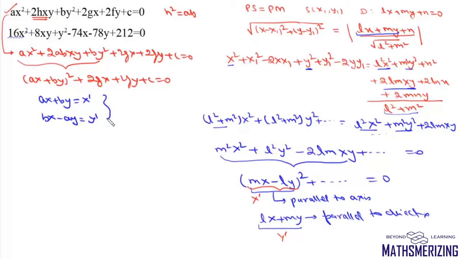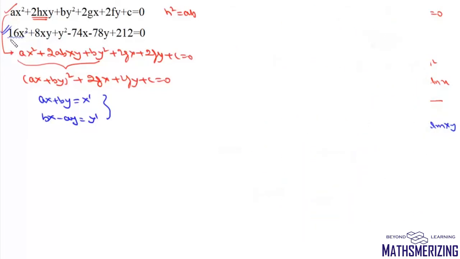So now we'll solve this question. So I can write this equation as 4x plus y whole square. So it'll be 4x plus y whole square minus 74x minus 78y and plus 212 equals 0. So what I'll do is I'll take this as a line parallel to x's.